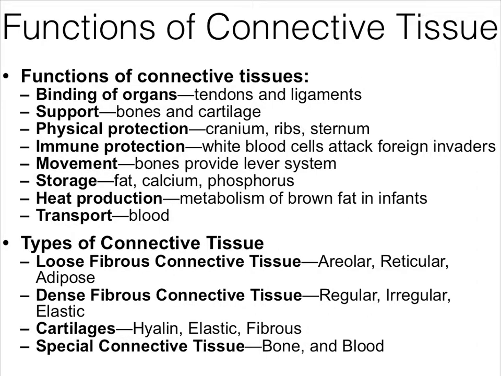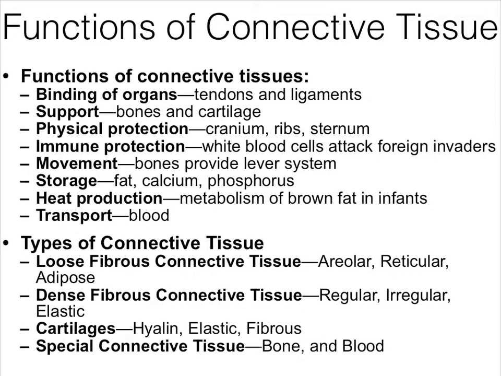There are 4 types of connective tissue. We're going to be talking about some of them, most of them today. There's what are called loose fibrous connective tissue and dense fibrous connective tissue. These are both fibrous connective tissues. Loose fibrous connective tissues are areolar tissue, reticular tissue, and adipose tissue. Dense fibrous connective tissues can be regular, irregular, or elastic. You also have your cartilages, which we're going to talk about in the next video. And then there are the special connective tissues, bone and blood.